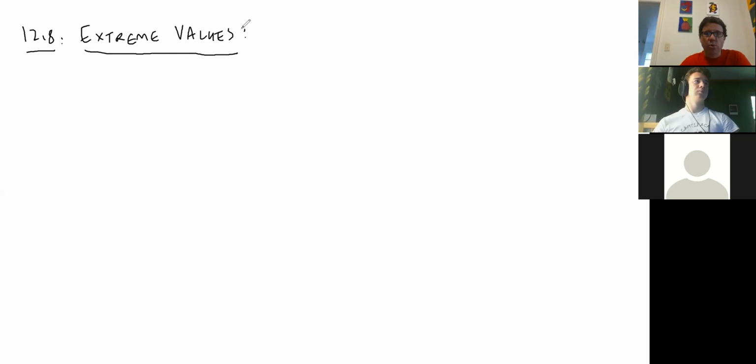So let's see. 12.8 is on what are called the extreme values, kind of like Calc 1, except now there's a twist, of course, because it's in 3D. But as usual, I like to make sure you remember it from Calc 1.